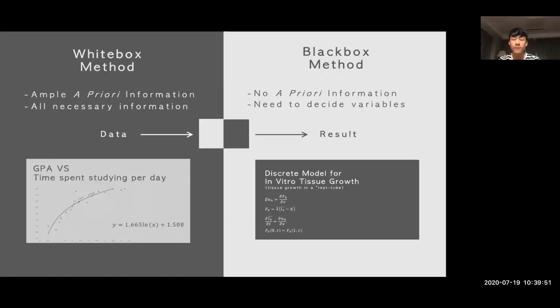But on the other hand, a black box method would be this discrete models for tissue growth in a test tube. This would be a perfect example of a black box method because we don't have empirical data about growing tissues in a test tube. We just haven't done that yet. So in a situation where you do not have a priori information, we would use other kinds of information that we have. So for instance, the physics equations about interactions between cells on a molecular level. We could develop those kinds of equations into the model that we have there. So this is when you have to decide variables, set assumptions, and so on.